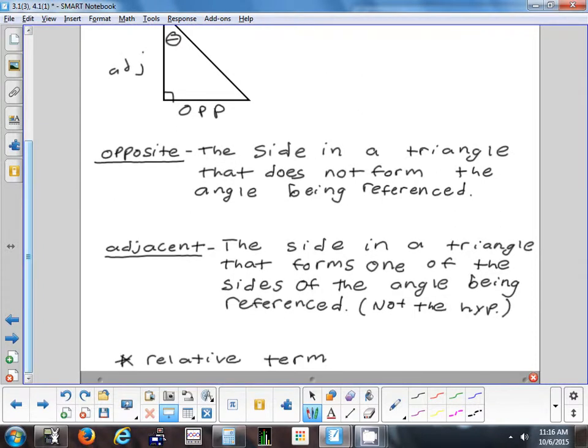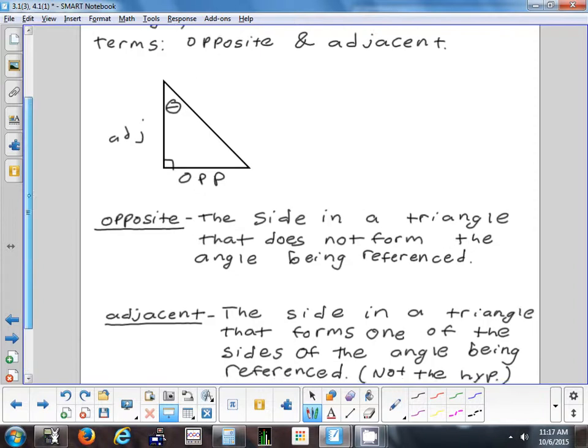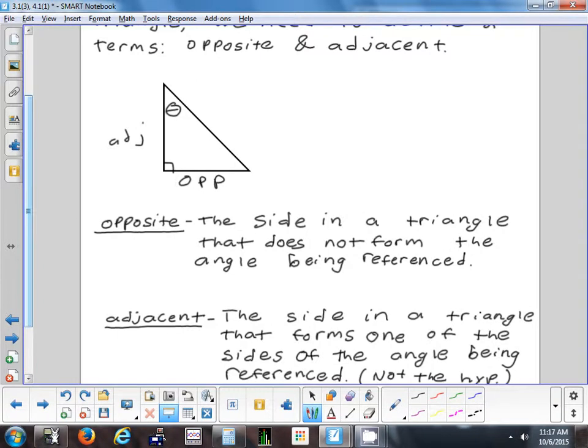Right, so opposite and adjacent are what we call relative terms. The easiest way to explain that is they're like left and right. Left and right changes depending on which way you face. So for me, if I'm facing you, the windows are right, the door is left. But for you facing me, the door is right and the windows are left. It's just the opposite. So these are relative terms. They change depending on where you're standing. And the way I like to think of where you're standing is where you put theta. Are you standing at the top or are you standing over here? Depending on where you stand changes opposite and adjacent.